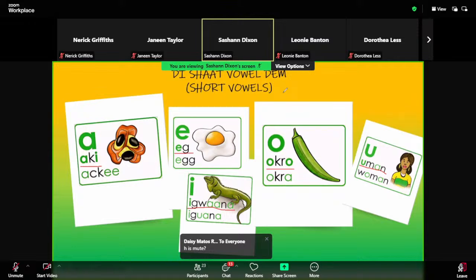This is asking about H being mute. I will get to that. I know exactly what you're asking, and I will come back to that question. If I don't, just remind me. But you'll see that one later on. So the A is long? No, in this case, the A is short. We do have some long vowels, you'll see those after I go through these. But these are the short vowels. So A, E, I, O, U. Five short vowels.